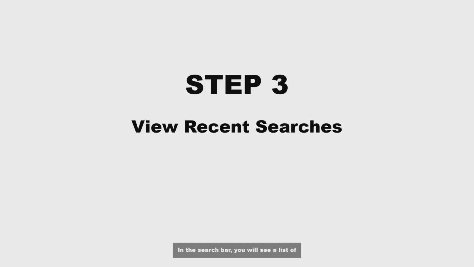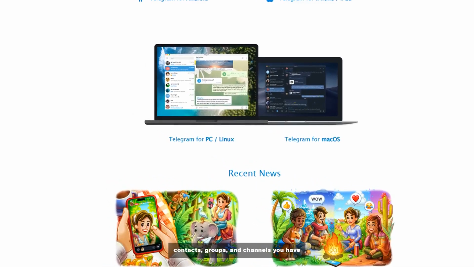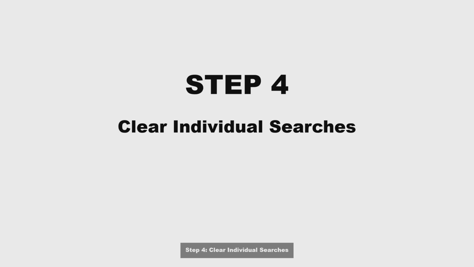Step 3. View recent searches. In the search bar, you will see a list of your recent searches. This list shows all the contacts, groups, and channels you have searched for.